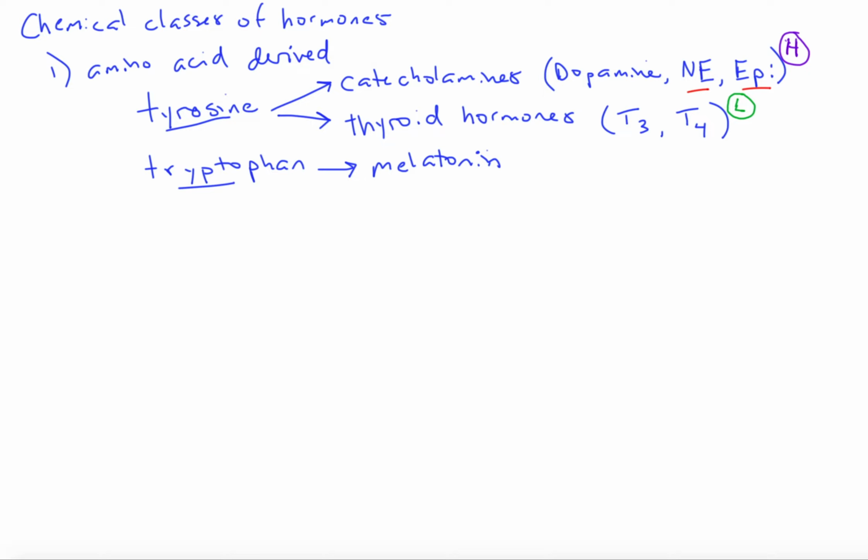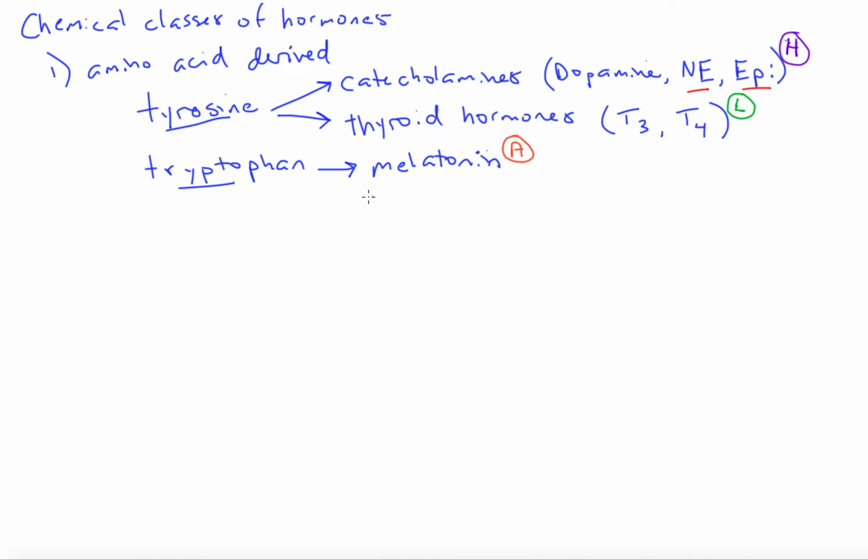Okay, and I'll just throw this out because we were talking about it previously. Melatonin has a separate indicator here. It's A for amphipathic. Amphipathic means it actually has portions of the molecule that are hydrophilic and portions that are lipophilic. Because we're not going to follow up on this much, we don't really have to relate that. But I did want to say that it's not lipophilic or hydrophilic. It's actually a little bit of both. Okay, so there is the first chemical class, the amino acid derived.